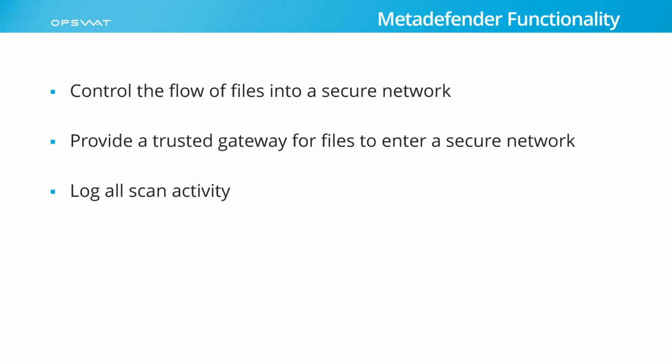Metadefender provides a lot of functionality, but there are several high-level needs that the product helps address. The primary value is to control access to a secure network while providing a way to bring files into that network. In addition, Metadefender allows you to keep a record of everything that has been brought into the network if that information is ever needed for auditing or forensic purposes. Today we will talk about how Metadefender can be configured to help you meet these goals.